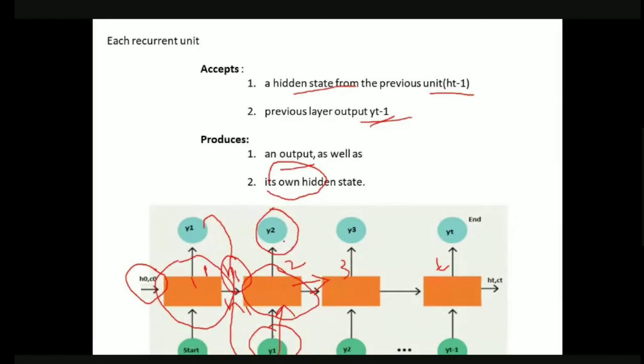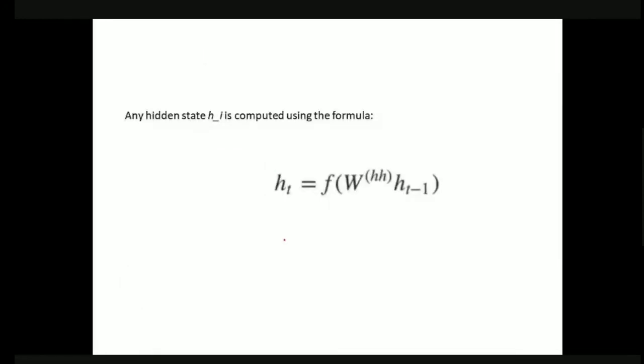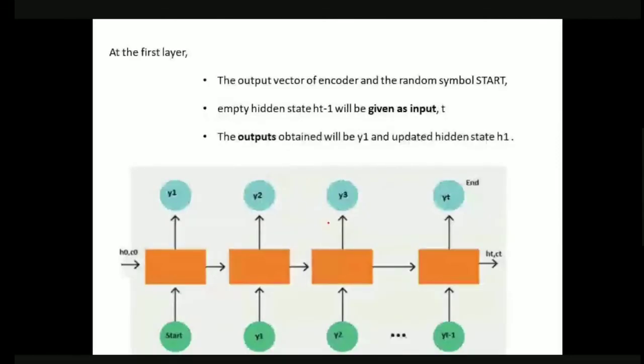Now here the hidden state ht is computed using this formula, as a function of WHH times ht minus 1. At the first layer, what actually happens is the input is the output vector of the encoder and the start symbol. This is our first layer, right? So what will be the input here? The output vector of the encoder, and initially it will have the start symbol, because this is the initial unit in the decoder.